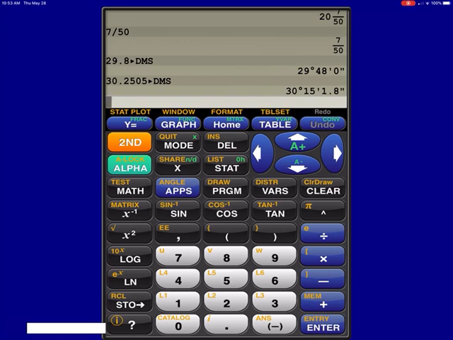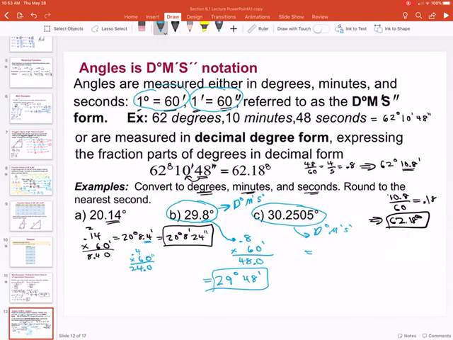Now, we don't convert past seconds. We stop there with seconds. So there's no way to get rid of that decimal. So that's why they said round to the nearest second. So that's going to be 30 degrees, 15 minutes, and 2 seconds as we round 1.8 to the nearest second. So let's go ahead and write in our answer. So with our last example here in C, it's converted over to, again, 30 degrees, 15 minutes, and 2 seconds.